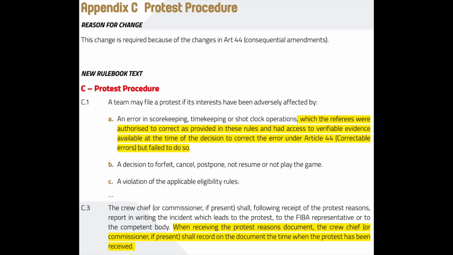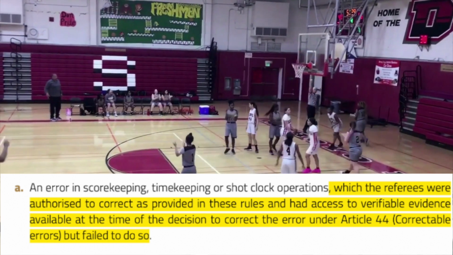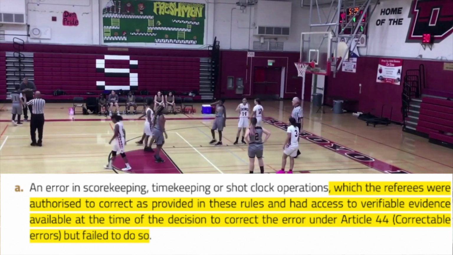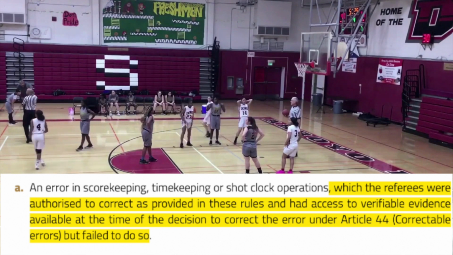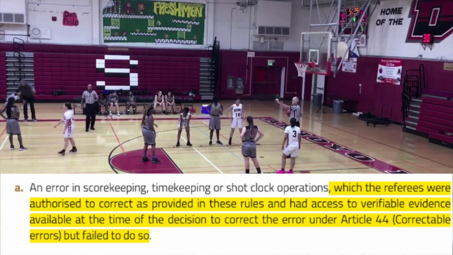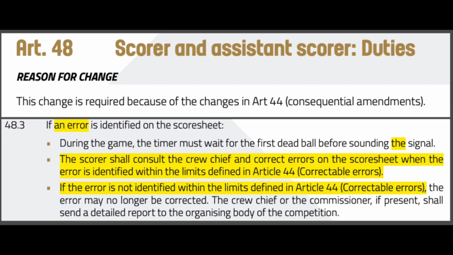Protest procedure had to have a rulebook text change because it needs to be in accordance with the Art 44 changes, which is correctable errors. So that's reflected in the protest procedure. And just like we've done to a couple of other articles, we need to make a rulebook text change to reflect the change in Art 44, which is the correctable errors. So here the scorer shall consult the crew chief and correct errors on the score sheet when the error is identified, and if the error is not identified within the limits defined, then the error may no longer be corrected.